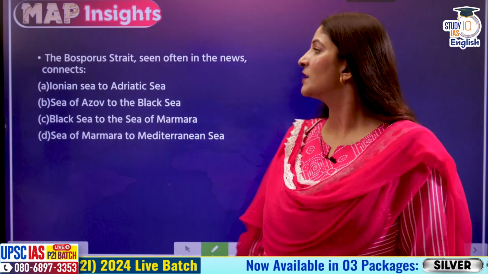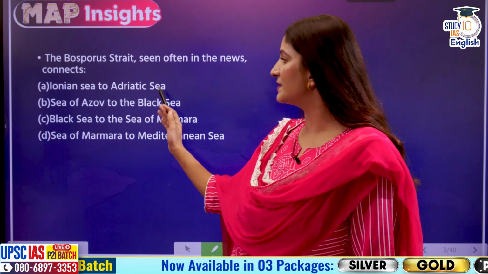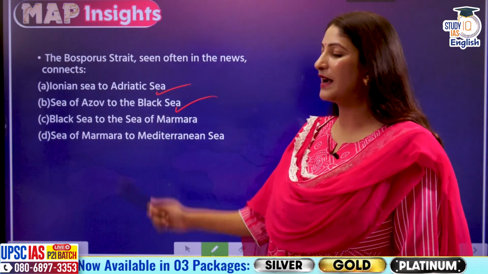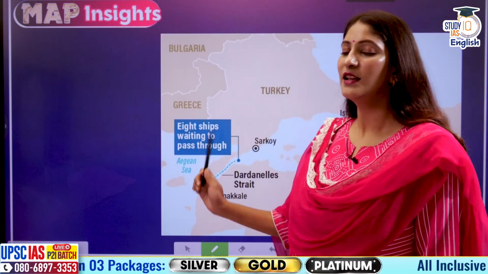So, the Bosporus Strait, seen often in the news, connects Ionian Sea to the Adriatic, Sea of Azov to the Black Sea to the Sea of Marmara to the Mediterranean Sea. The correct answer will be visualized with the help of this map.